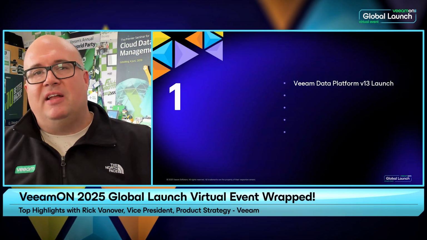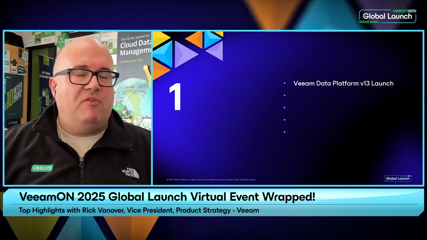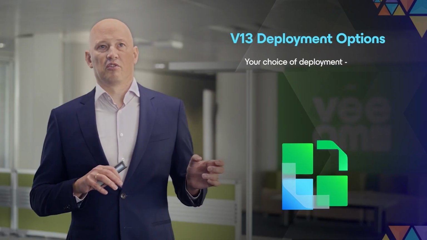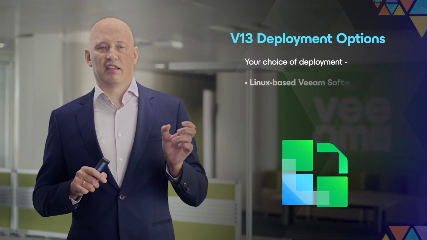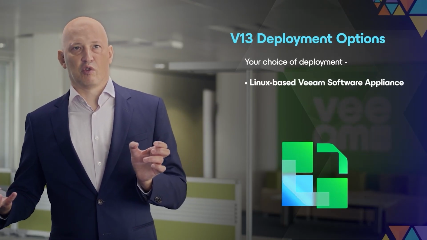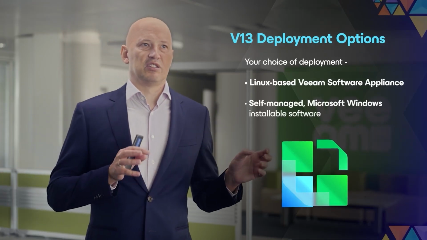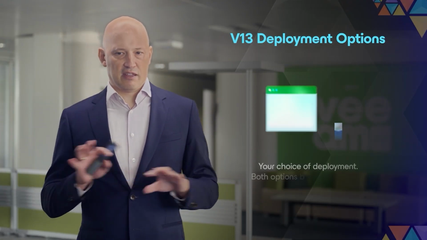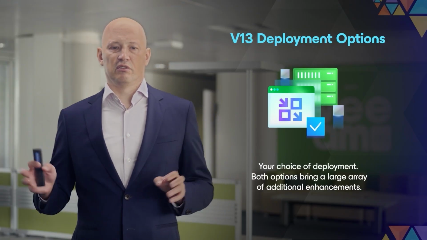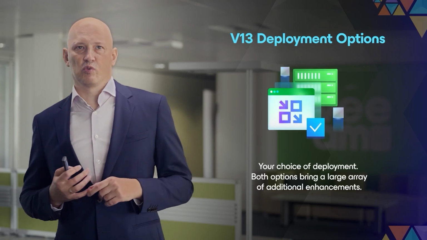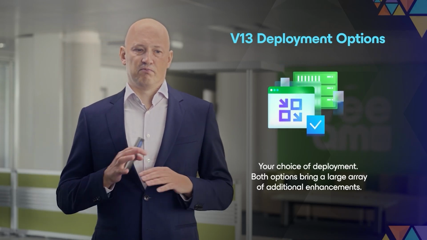But let's go to Anton. I want him to tell you about my favorite part of Veeam Data Platform. With version 13, we have a single cross-platform code that can run on Linux, which is what enables us to deliver it as a Veeam software appliance, as well as we continue to offer self-managed installable software for Microsoft Windows. It doesn't matter if you choose one or another, you still get version 13 with its almost 30 pages worth of what's new document of just new features. And I just want to highlight a few of them.